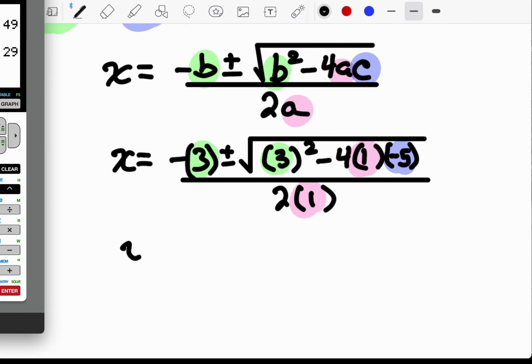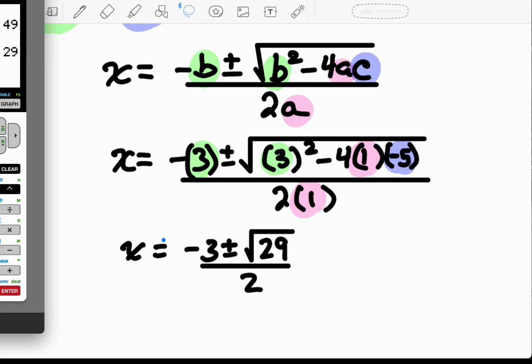So I'm going to have x is equal to negative 3 plus or minus the square root of 29 over 2. Now that 29 is not a perfect square. It's actually a prime number. It's not something that could be broken down. So we're done.